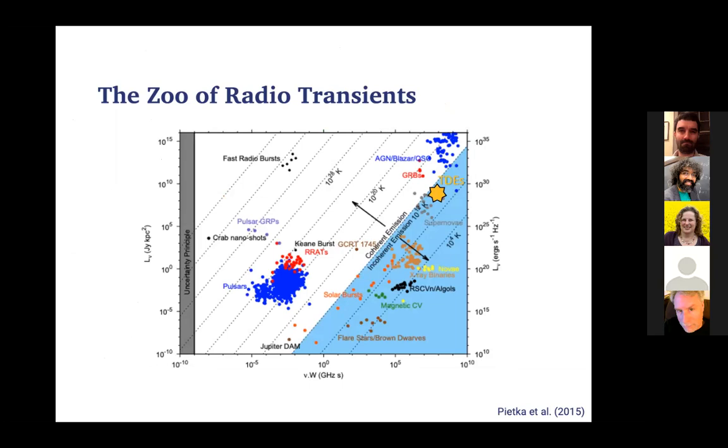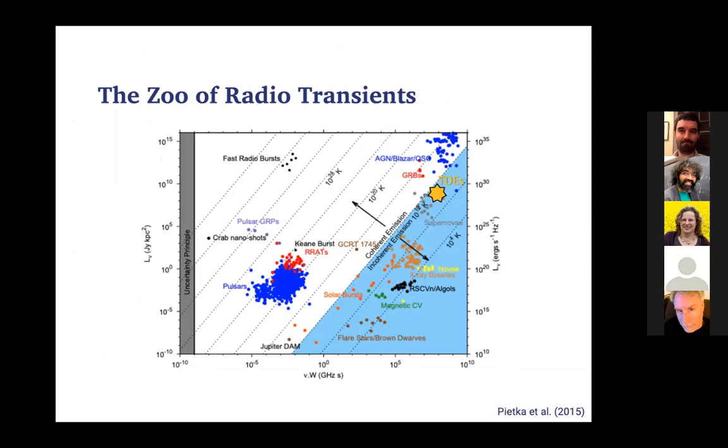I hear me. Okay. So this is a more physics view of all the radio transients we have out there. My mom is Hungarian, and there's a Hungarian saying, God has a big zoo, which is usually about people, but does also work for radio transients.